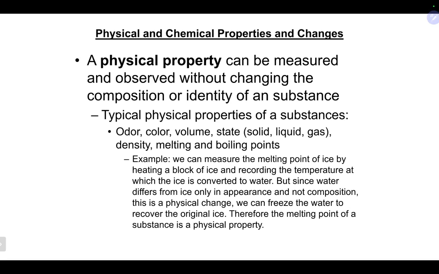A physical property is one that can be measured and observed without changing the composition of that substance. Typical physical properties: odor, color, volume. Most common are the different states of matter. Is it a solid? Is it a liquid? Is it a gas? Things like density, melting points, and boiling points are all physical properties that you can measure about the physical characteristics of a substance. Typically, physical properties relate well to physical changes.